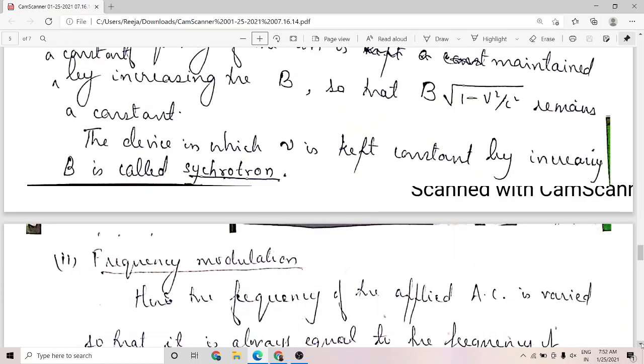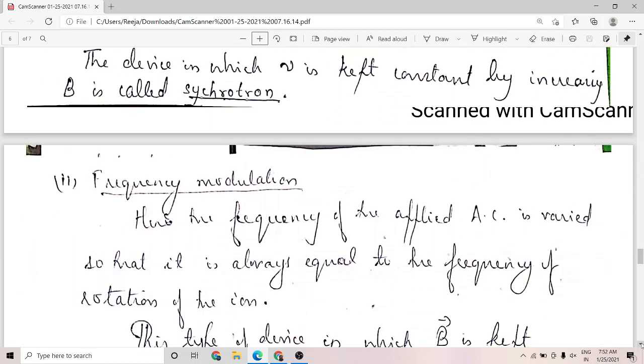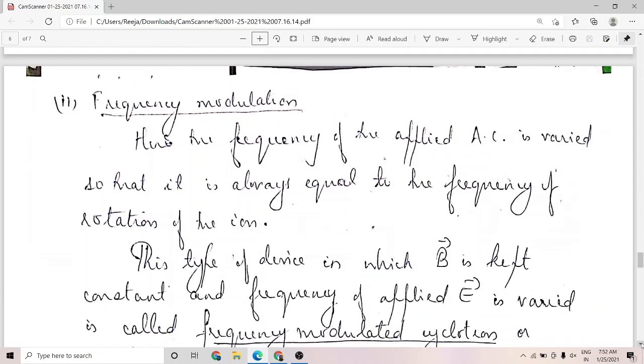Next, the second method to maintain, or to enable the proper working of the cyclotron, is frequency modulation. That is, the frequency of the applied AC is varied so that it is always equal to the frequency of rotation of the ion. ഇവിടെ എന്താണ് സംഭവിക്കുന്നത്?